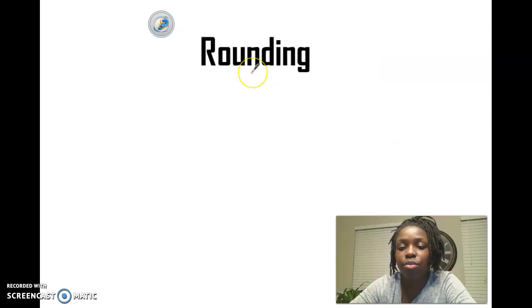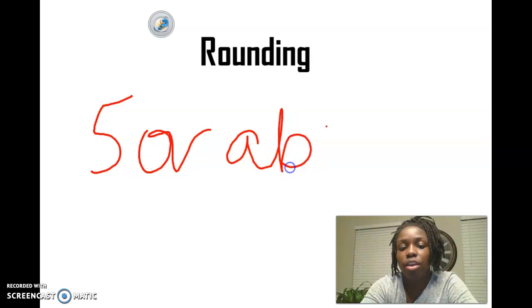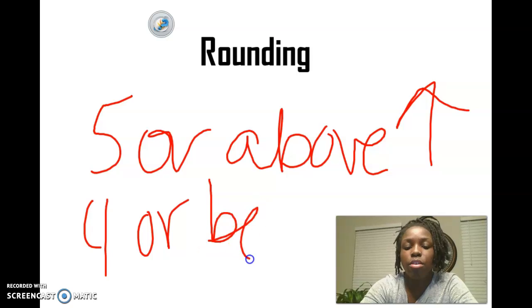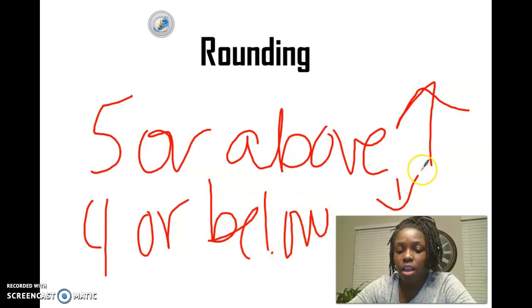So the first thing we're going to review is rounding. So remember, if it's 5 or above, you give it a shove, or below, you let it go, right? So you need to make sure that if you're rounding, you either give it a shove or, for below, let it go. Make sure you're underlining your number, look behind it.